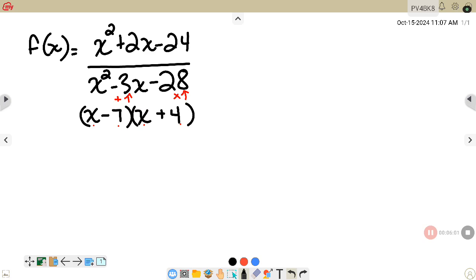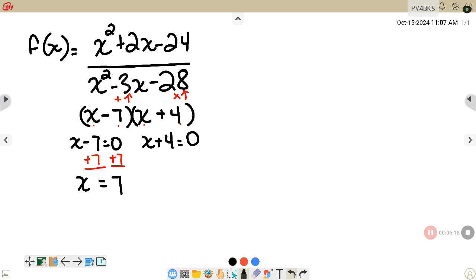So now that I have my factors, I can set the factors equal to 0 and solve them for x. So on the first one, I will add 7s. So I get x equals 7. And the other factor was x plus 4. So when I set it equal to 0 and solve it for x, I get x equals negative 4. So I just need to make sure that 7 or negative 4 is not also a 0 of the numerator.